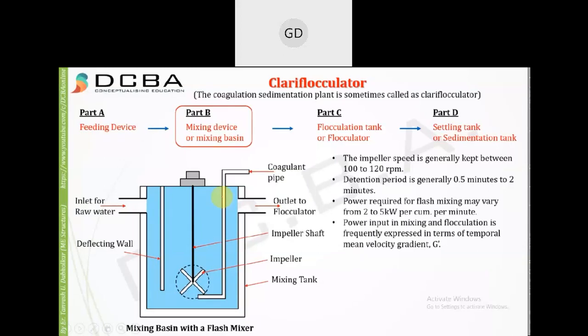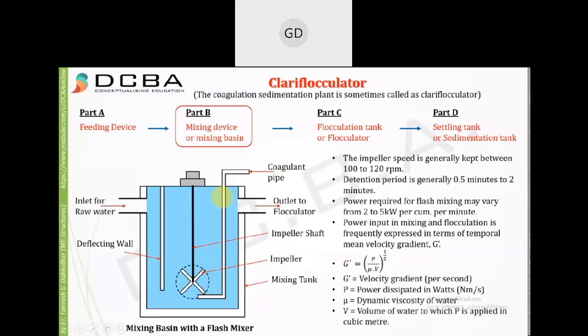This is something new, where G dash is equal to P upon mu V raised to half, basically the square root of P by mu V. Now what is P? G dash is velocity gradient. P is power dissipated in watts, that is Newton meters per second. Mu is dynamic viscosity of water, and capital V is volume of water. Always remember capital V is volume of water. Many times students get confused that it is the velocity. It's basically volume, not velocity.